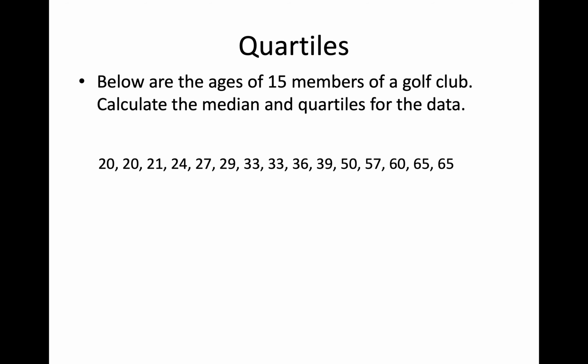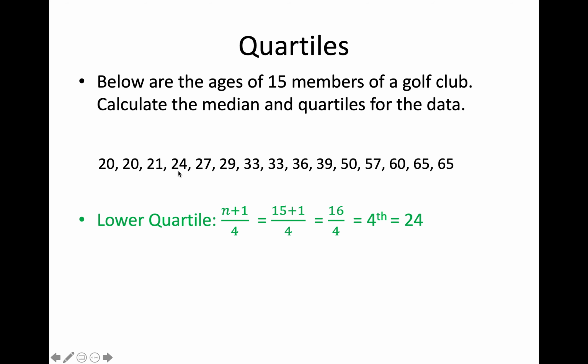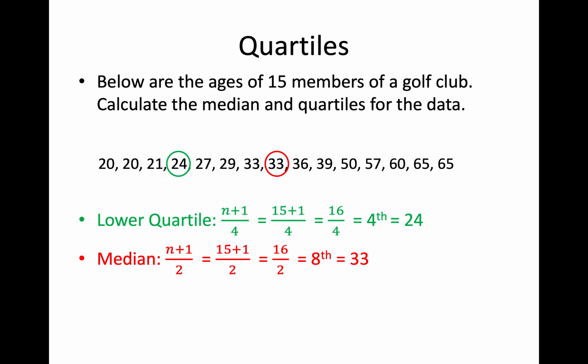Let's look at another bit of data. Here we have the ages of 15 members of a golf club, and we've got to do the same idea. So again, pause if you want. The lower quartile, again, 15 plus 1 is 16, so it's 16 over 4, the 4th value. For the median, the 8th value. And for the upper quartile, the 12th value. Very similar to what we've previously done.